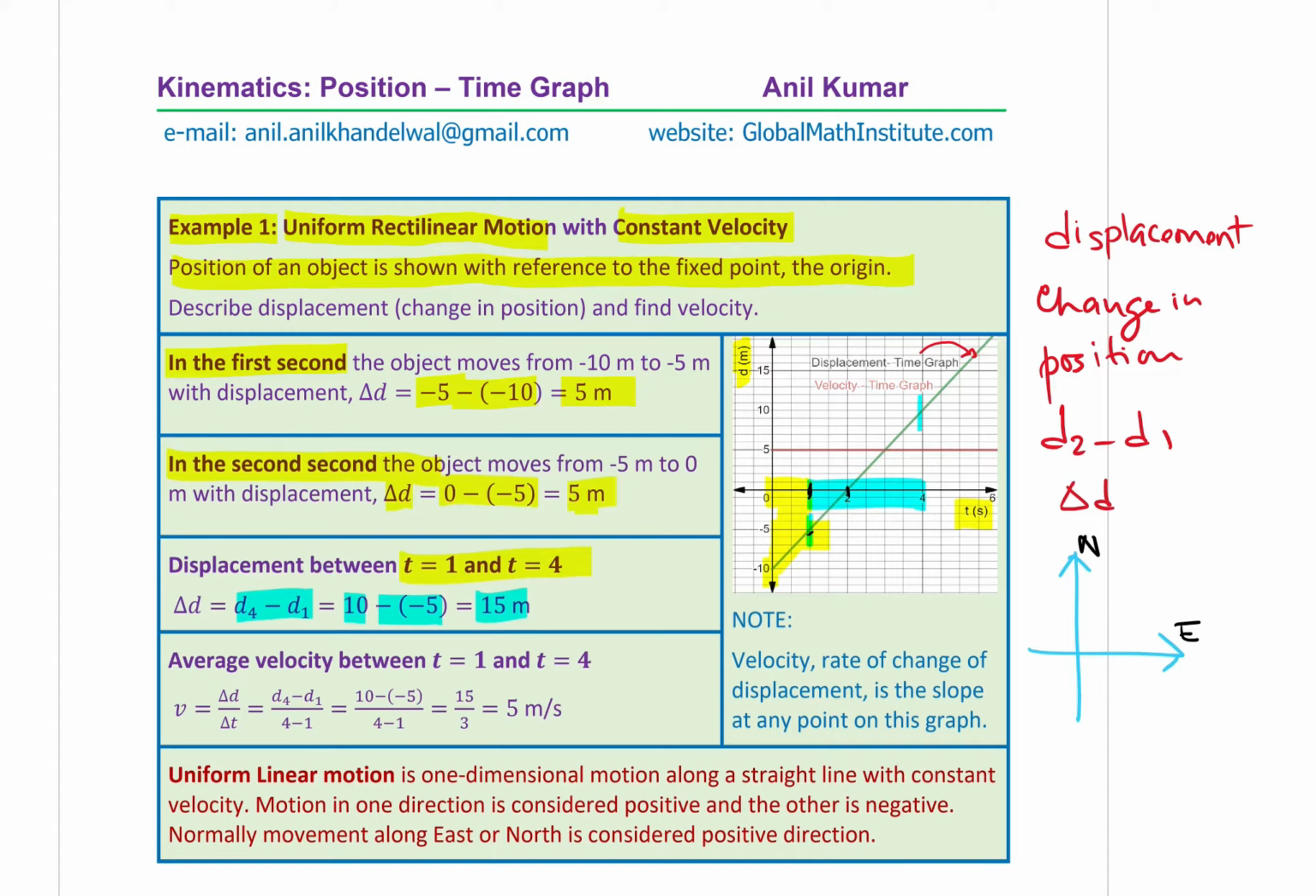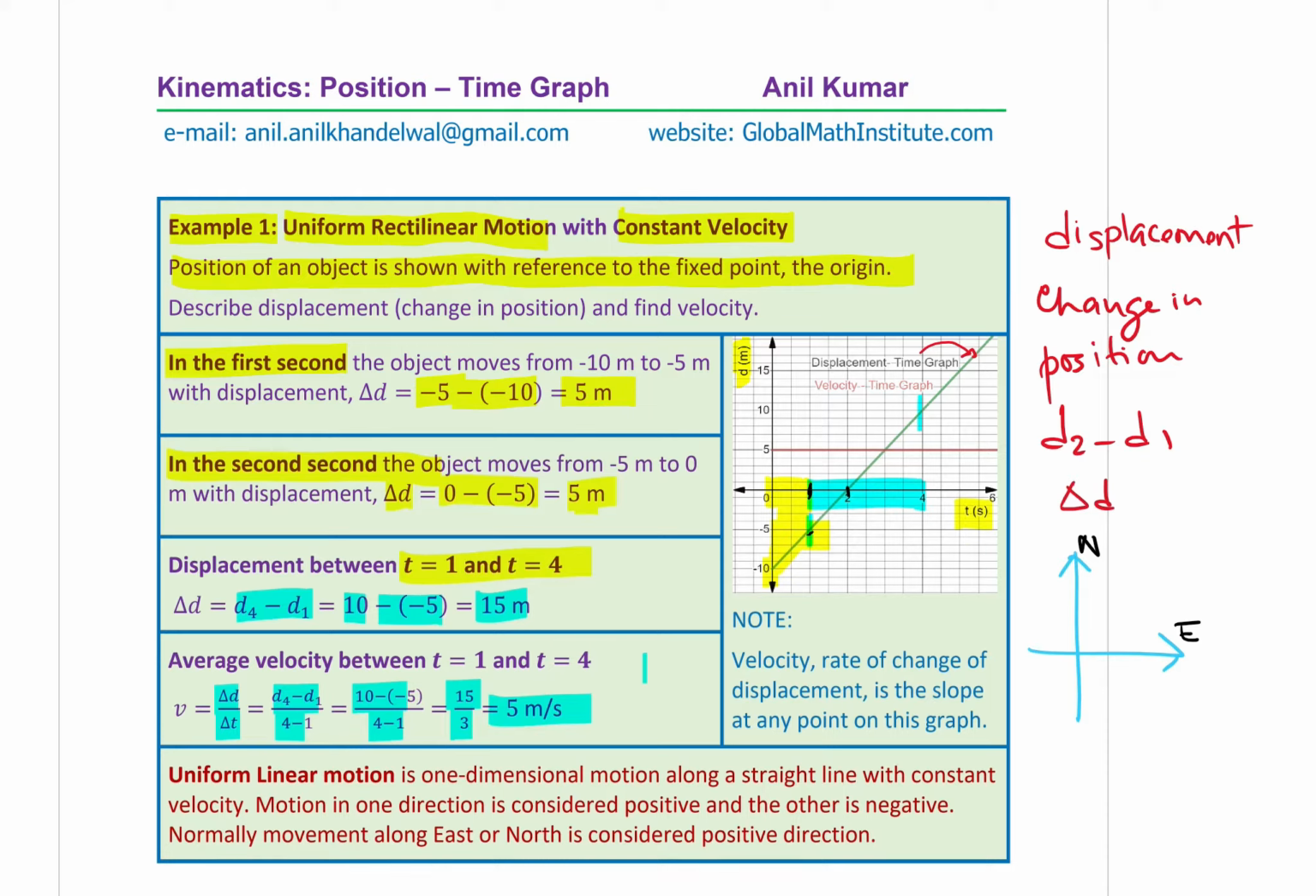So the object has moved 15 meters during this interval. Now what is the average velocity between t equals 1 to t equals 4? Well, the velocity is the rate of change of displacement. We know displacement d4 minus d1 is 15 and the time interval is 4 minus 1, which is 3. When you divide, you get 5 meters per second.